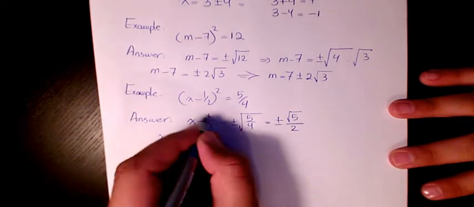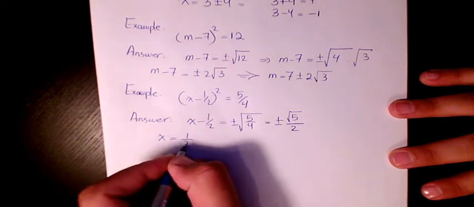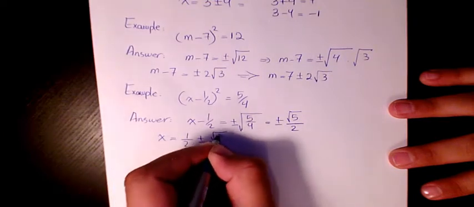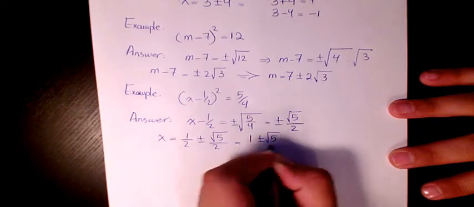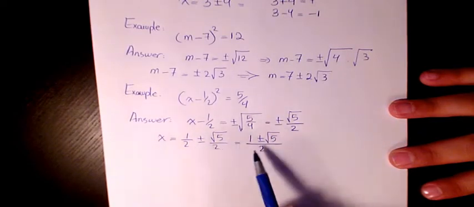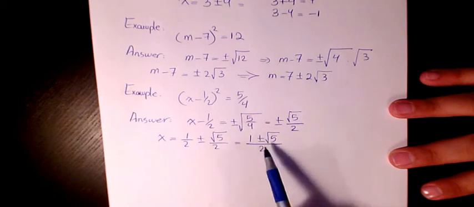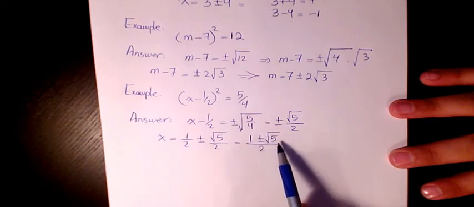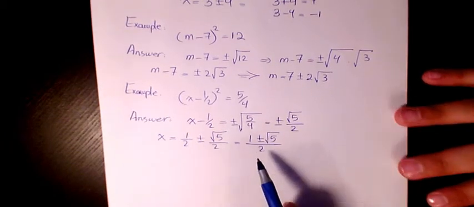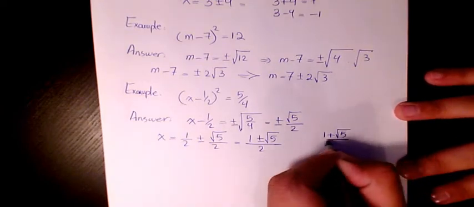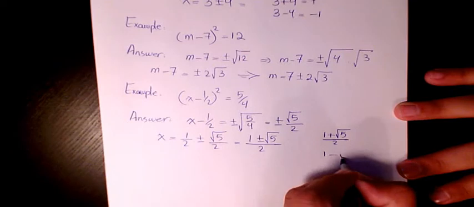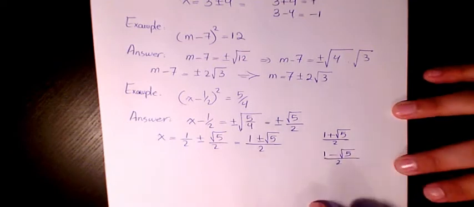And then we add 1 over 2. It's going to be 1 over 2 plus minus root 5 over 2, or 1 plus minus root 5 over 2. We can write it in any of these forms. This form is more proper. 1 plus minus root 5 divided by 2 is the answer. So it means that one answer is 1 plus root 5 divided by 2. The other one is 1 minus root 5 divided by 2.